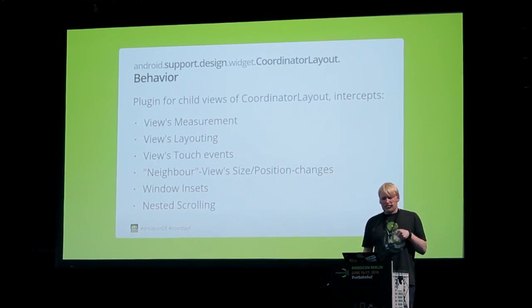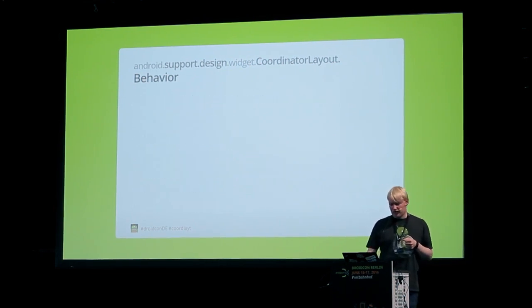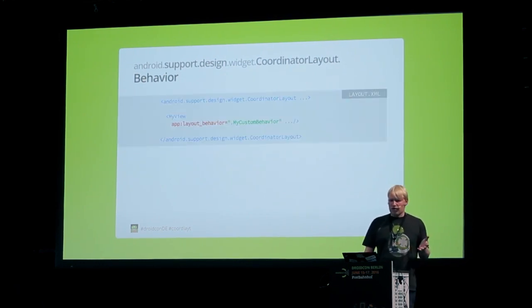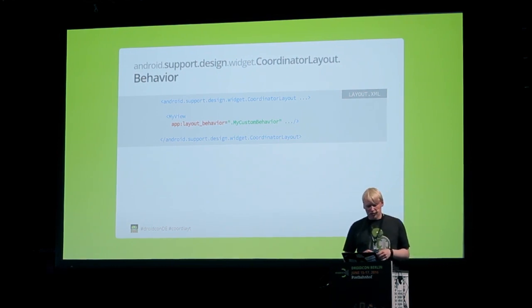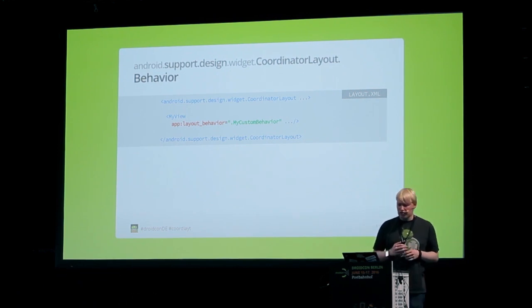But yeah, okay, now we know what a behavior is. How do we apply it to child views? So there are actually 3 ways to do it. First, simply in the layout, there's a layout parameter provided by the coordinator layout, and there you just have to mention the class of your behavior, and it will instantiate it then and apply it to the view.